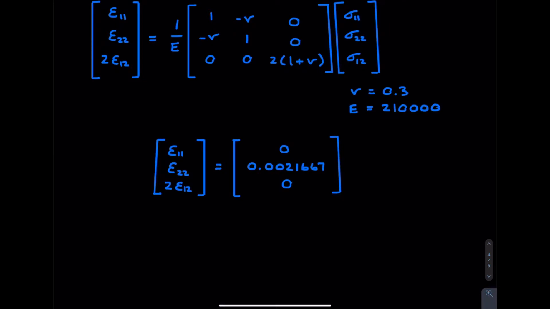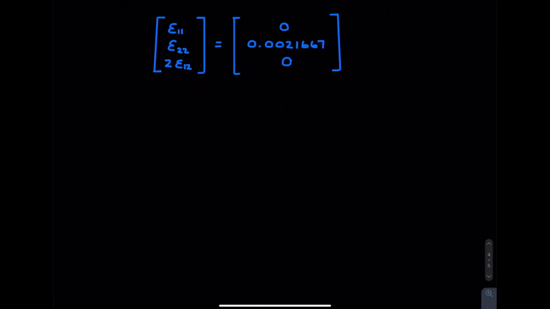I have all my strains now except for one, which is epsilon 3,3. So I'm just going to scroll down a little bit more. We know that epsilon 3,3 can be found using the nice formula below, where epsilon 3,3 is simply negative V divided by E, times sigma 1,1 plus sigma 2,2. I substitute my values in: negative 0.3, divided by my Young's modulus, 210,000, multiplied by sigma 1,1 plus sigma 2,2.